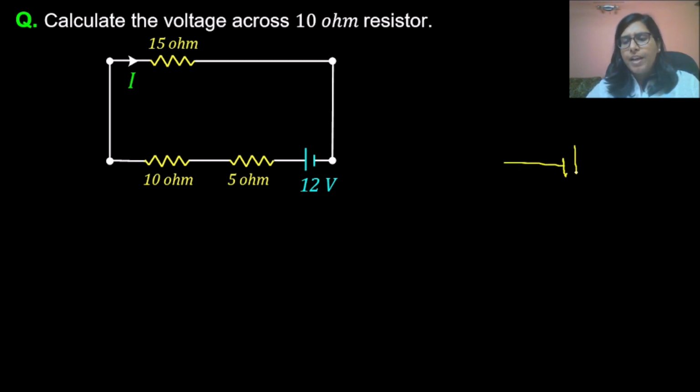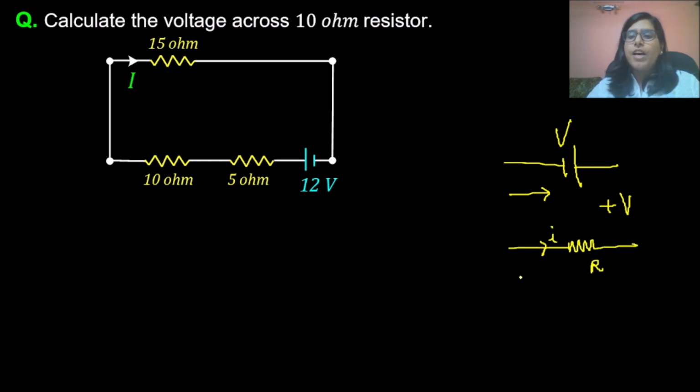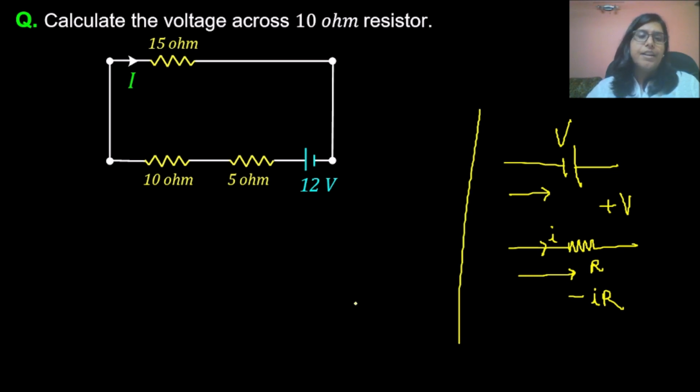For a battery, if we move from a low voltage to high voltage, in this direction, then we will write plus V if the voltage of this battery is V. And for a resistor R, if the current is in this direction and we are also moving in the direction of current, then we will write minus I into R, right?